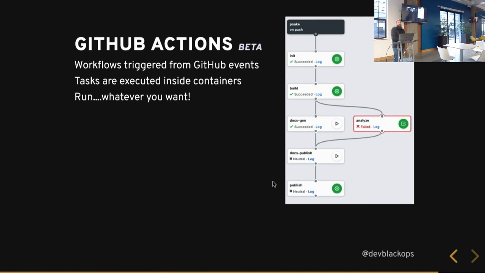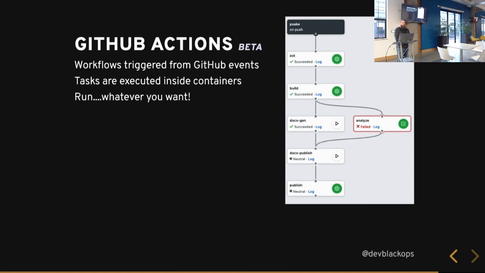GitHub Actions and Psake. GitHub Actions, if people don't know what this is, they released this in beta. It's actually still in beta now. You can try to get on the wait list. It's a little slow to get approved, I hear.